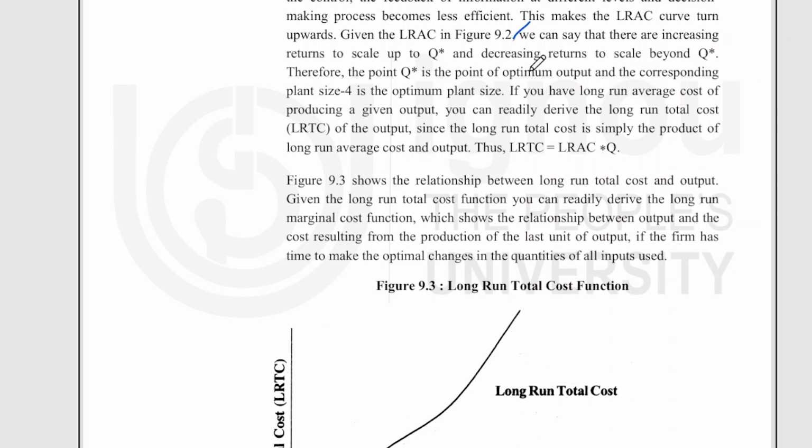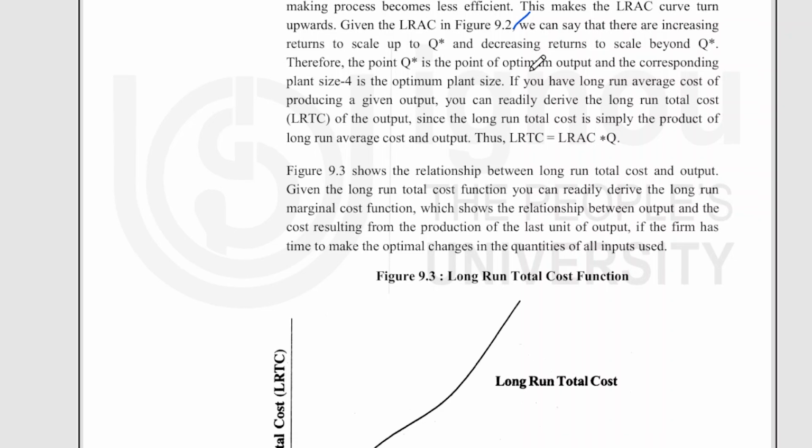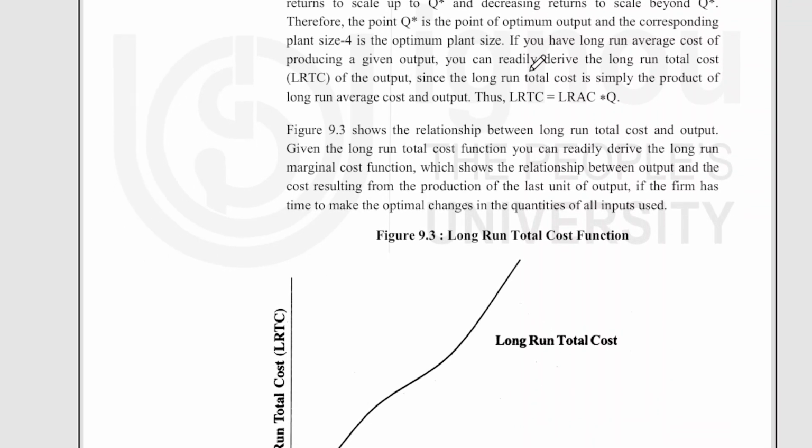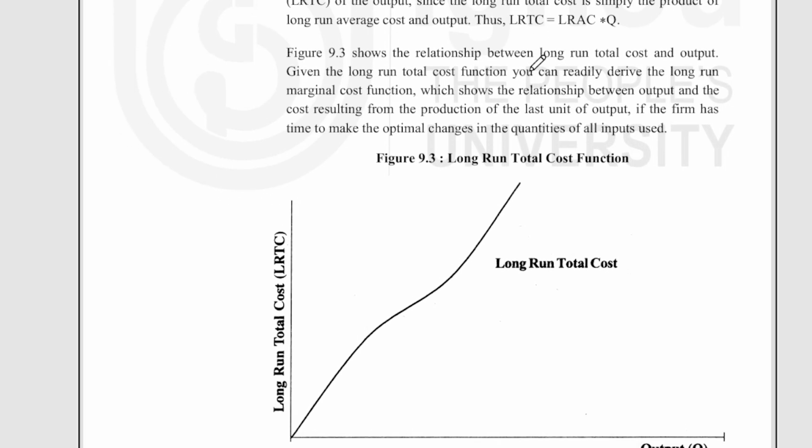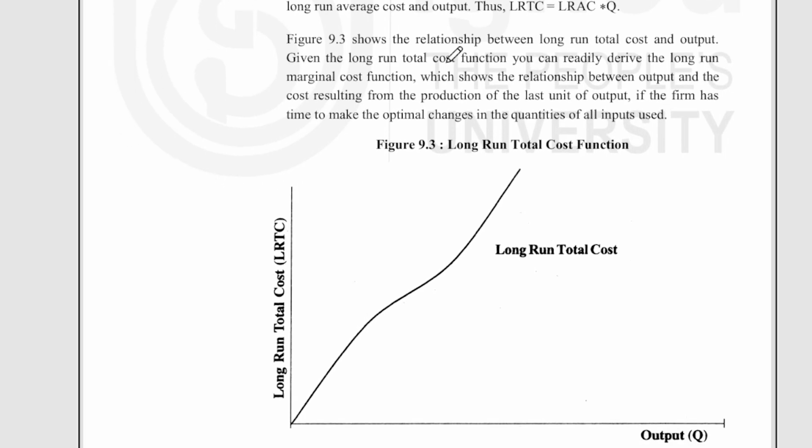So if you have the long run average cost of producing a given output, you can readily derive the long run total cost of the output, since the long run total cost is simply the product of long run average cost and output. Okay, so next is figure 9.3, that is the long run total cost function. Here the output is on one axis, and the long run total cost is on the other; this is the long run total cost.